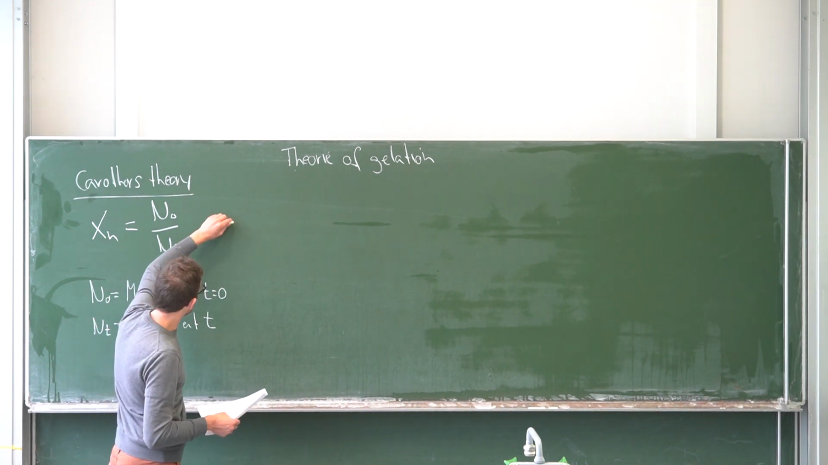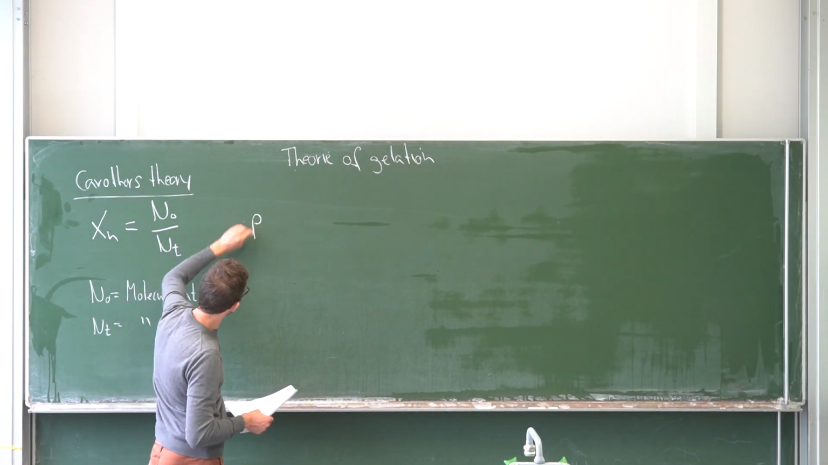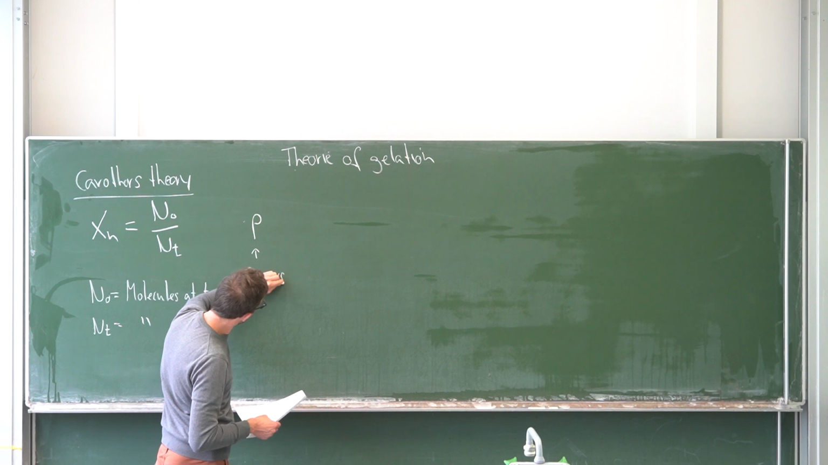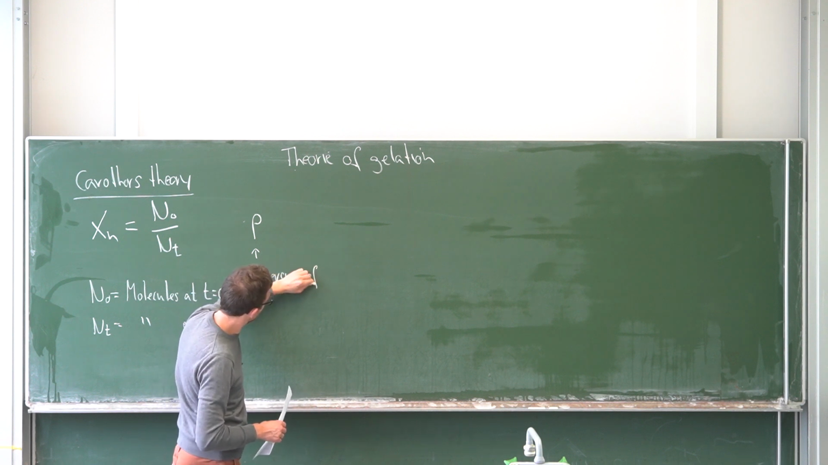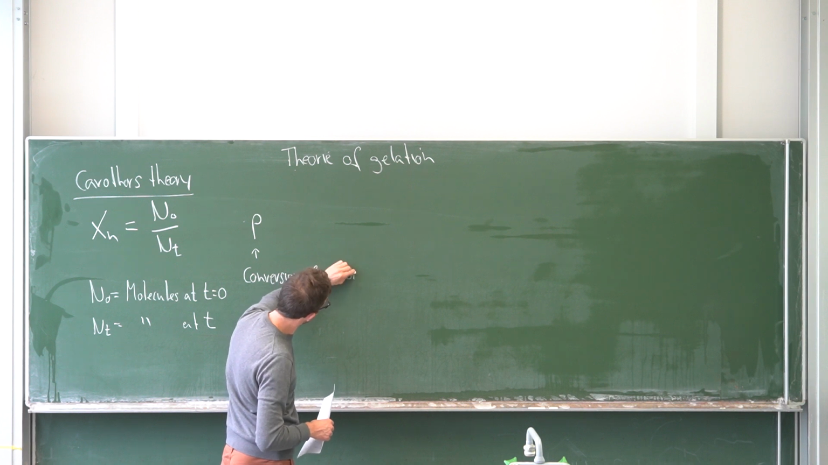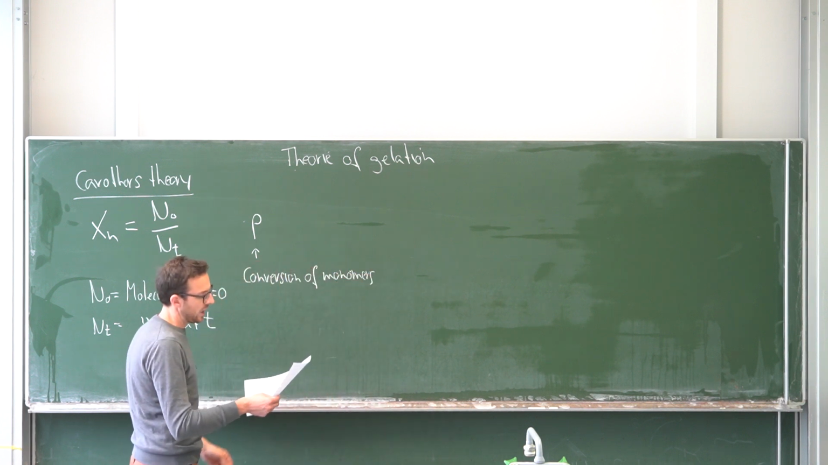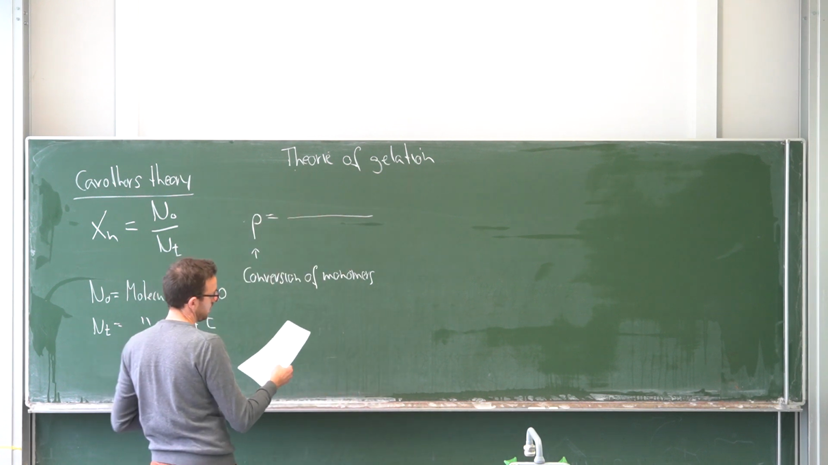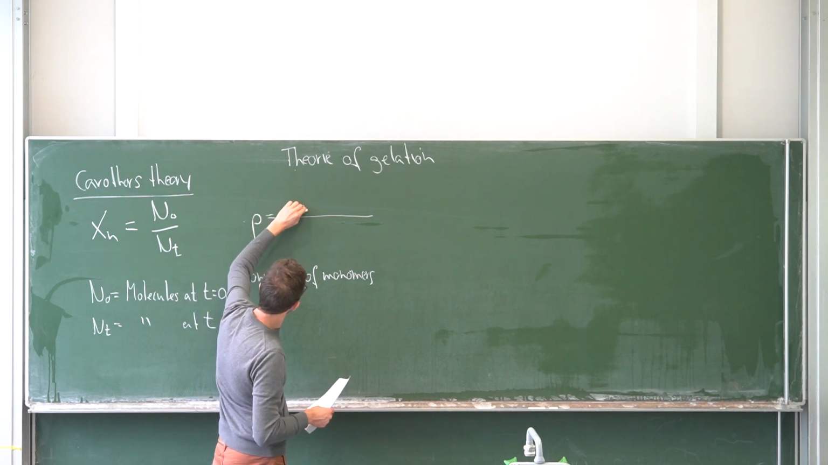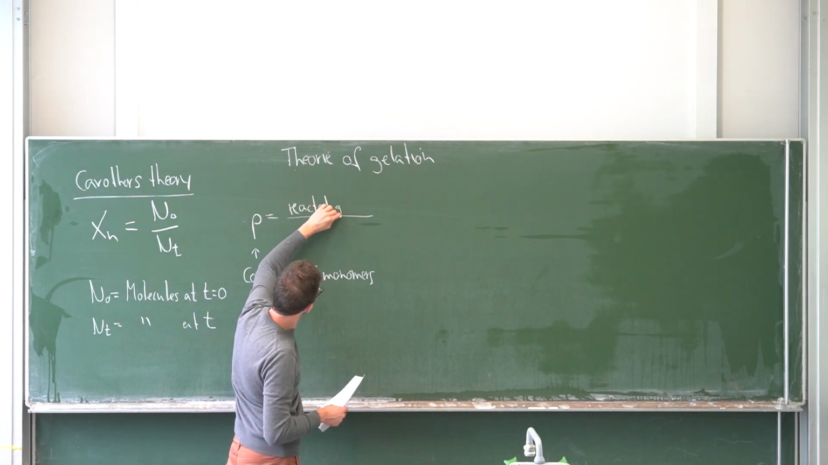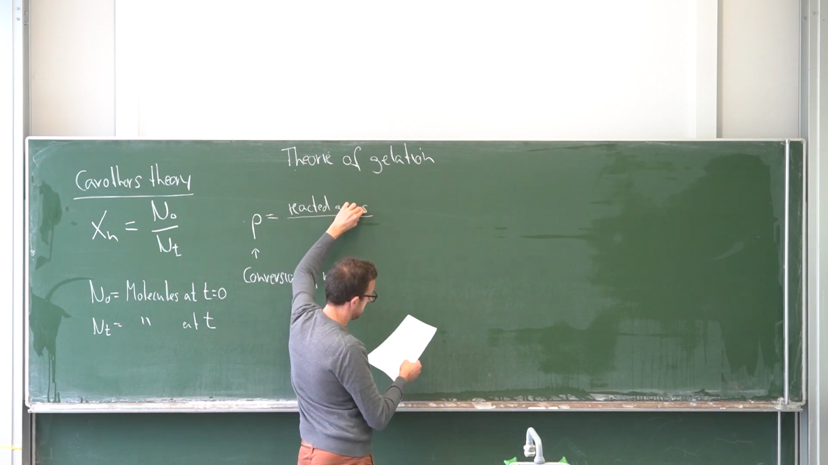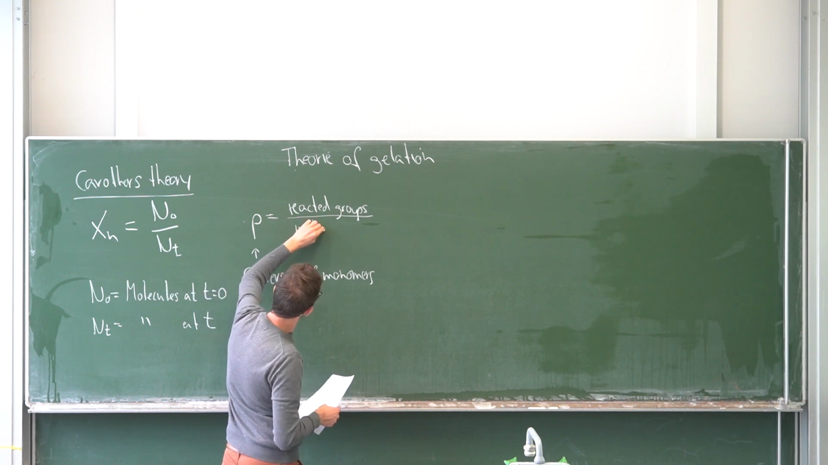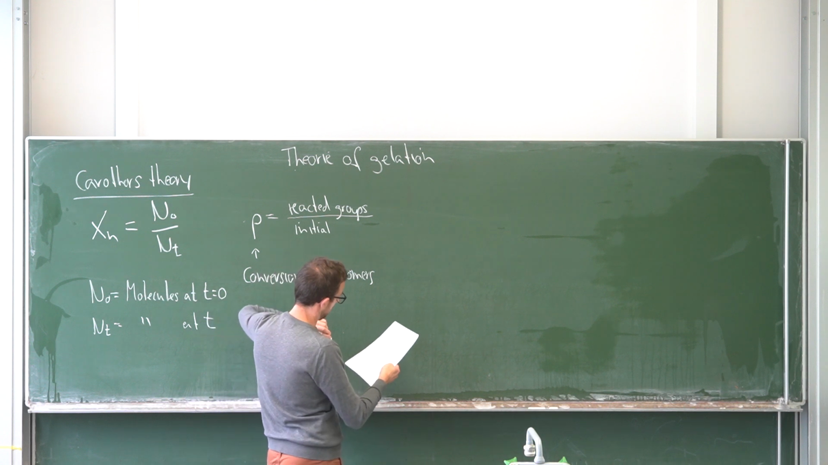And then we also had p, the conversion of monomers, and we said that p are all the groups that have reacted divided by initial groups.